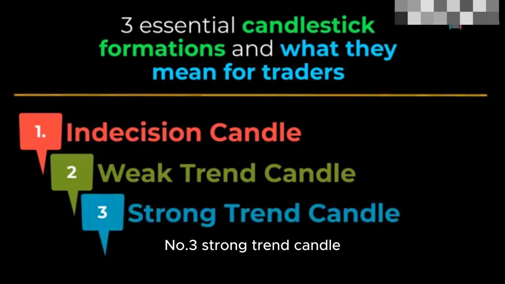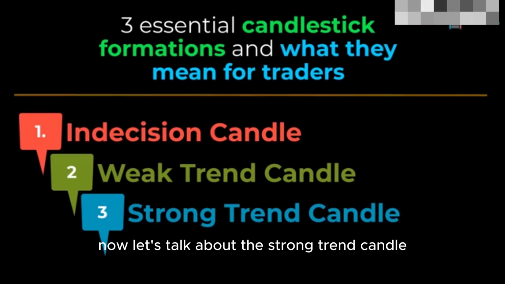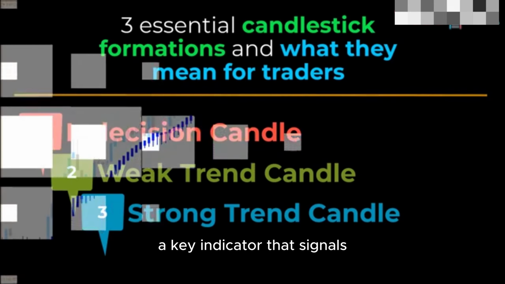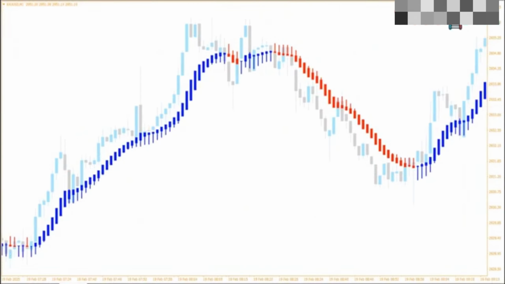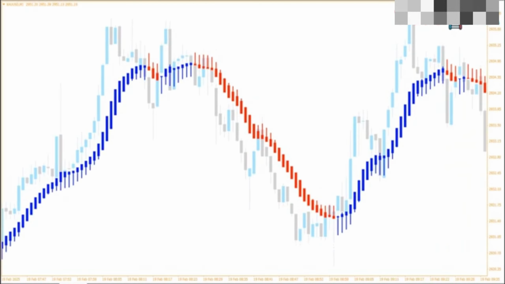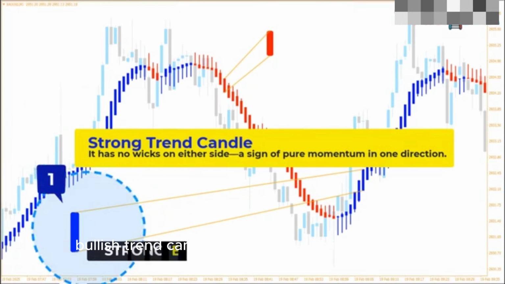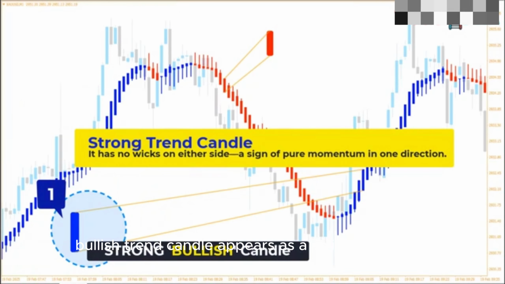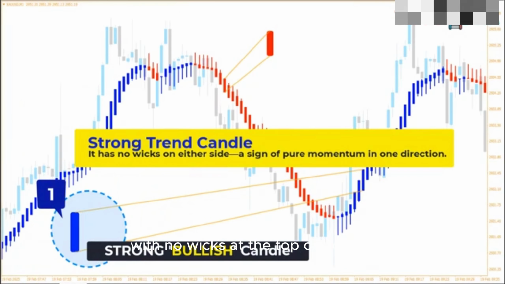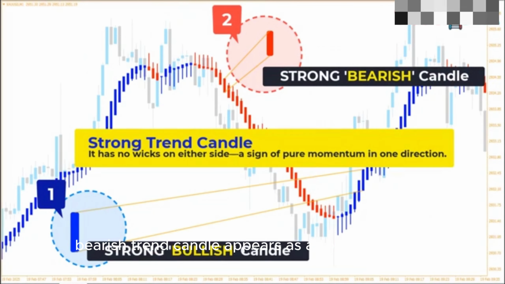Number 3, strong trend candle. Now let's talk about the strong trend candle, a key indicator that signals when a market trend is at its strongest. This candle is easy to identify because it has no wicks on either side, a sign of pure momentum in one direction. A strong bullish trend candle appears as a solid blue candle with no wicks at the top or bottom. A strong bearish trend candle appears as a solid red candle, also without wicks on either end.